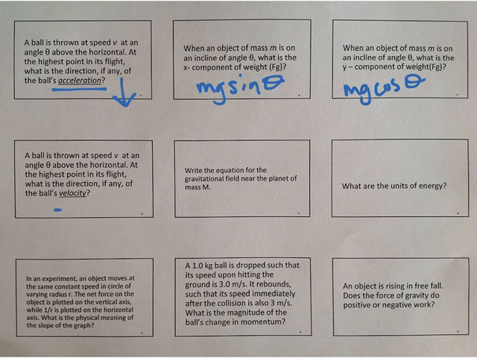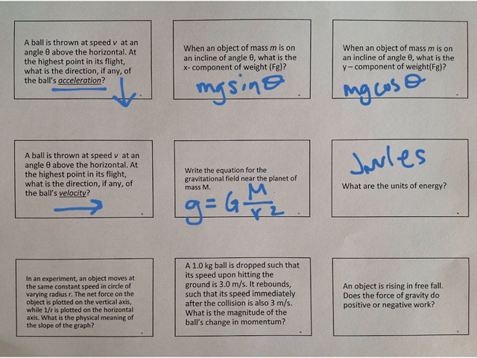If it's at the highest point, which direction is velocity? Horizontal. So it doesn't specify right or left, but the main thing is that at the highest point, its velocity is horizontal. Left, right, doesn't really matter. Equation of gravitational field, g equals Gm over r squared. Units for energy are joules.